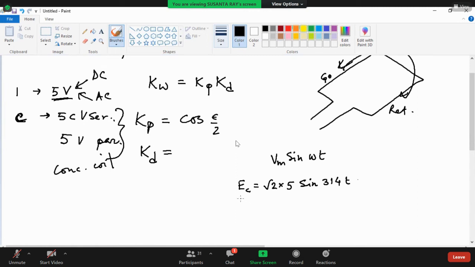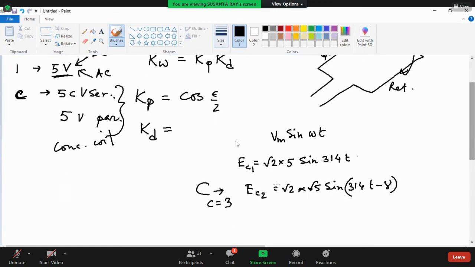Now we have to add this EC C times, because we have C number of coils. But suppose C is 3. We have 3 number of coils. So this is the EC 1. Now what is EC 2? Do you know that? Can we write this? No, sir, there will be some phase difference also. Okay, so there will be some phase difference. Suppose gamma. Okay, and the third coil.